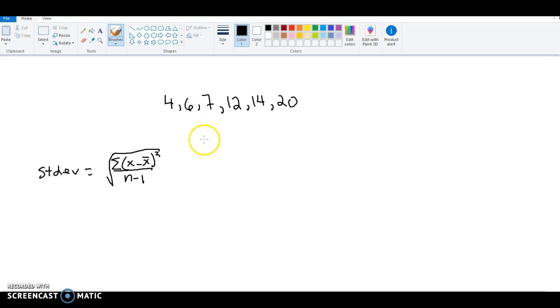What we first want to do is find the average. So x bar is just the average. That's going to be 4 plus 6 plus 7 plus 12 plus 14 plus 20, divided by the total number of values, which in this case is 6. So let's compute that, punching it into my calculator. 4 plus 6 plus 7 plus 12 plus 14 plus 20, and divided by 6. That gives us 10.5.